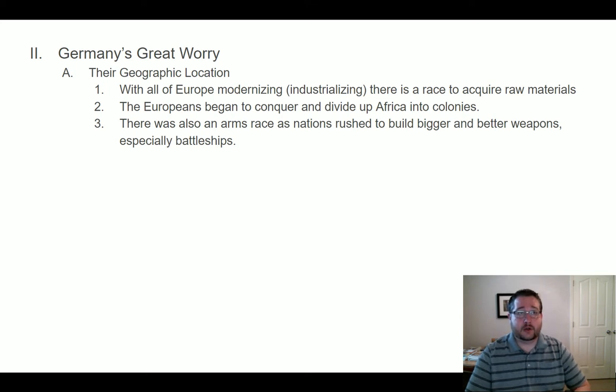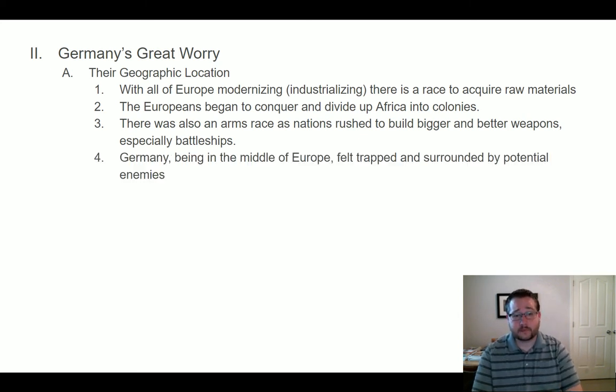And there's also a huge arms race going on as these nations are competing with each other, trying to carve up the planet. So they're not only building defensive weapons, they're building offensive weapons as a part of this arms race and the industrial military complex that develops from the imperial period here. Germany, being in the middle of Europe, feels trapped and surrounded by potential enemies.